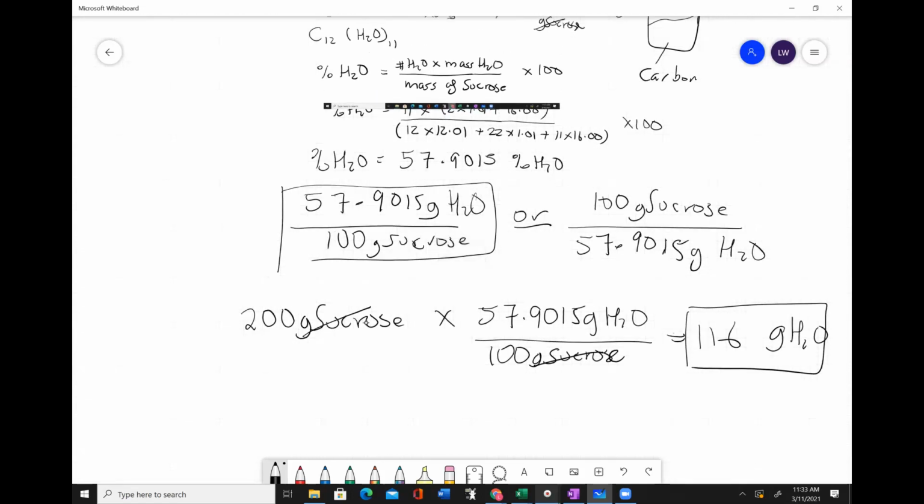Now it's 57% water, so more than half of it is water. So that makes sense that more than half of my 200 grams would be water. So the general strategy with this is you have to calculate the mass percent of a certain thing in your compound, and then you're going to use that mass percent as a conversion factor. Okay. Good luck with solving these problems.